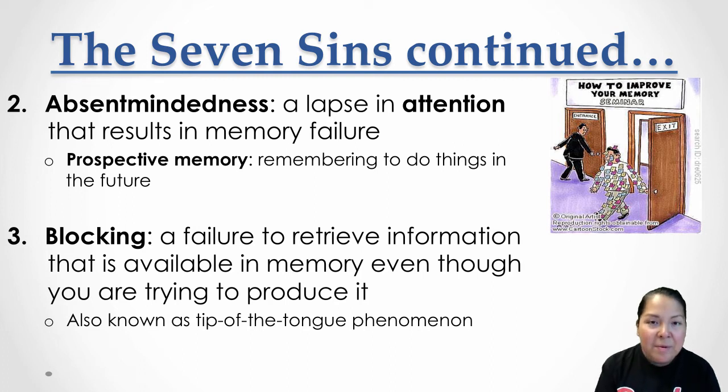So the third type of memory failure that we see is blocking. Blocking is basically a temporary retrieval failure. It doesn't happen as often as other memory failures for most of us, but what we do see is that it's worse for names and places. And with this, it happens more often when you get older. Blocking is also known as the tip of the tongue phenomenon, where you're trying to remember that one actress from that one movie, but you just can't quite get it out, and that's blocking.